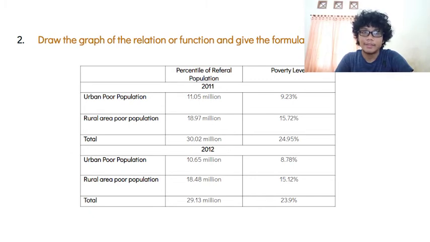And in March 2012, the total number of poor population is 29.13 million with a poverty level of 23.9%, which is slightly decreased around 1% each year. And the number of urban poor population in March 2012 is 10.65 million with a poverty level of 8.78%, while the rural area poor population is 18.48 million with a poverty level of 15.12%.